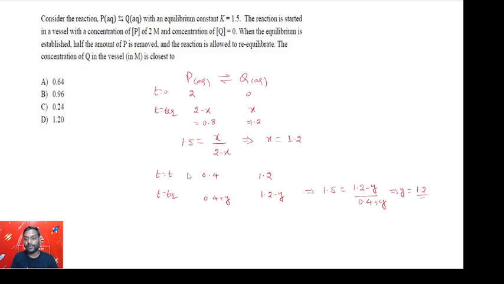1.2 divided by 5. They're asking the concentration of Q. So the concentration of Q is 1.2 minus Y. So 1.2 minus 1.2 upon 5. This value comes out to be 0.96 molar. So the correct answer for this question will be option B. At the second equilibrium, the concentration of Q would be 0.96 molar.